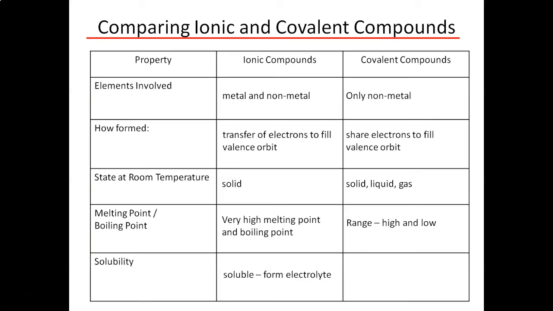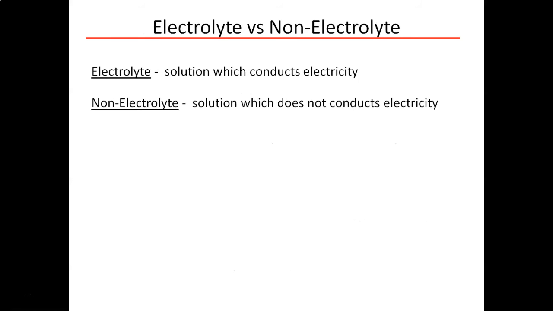Ionic compounds are soluble in water and they form an electrolyte. Covalent compounds may be soluble in water, but they might not be. But the key difference is they don't form electrolytes. Well, what's an electrolyte? An electrolyte is a solution which conducts electricity. A non-electrolyte is a solution which doesn't.